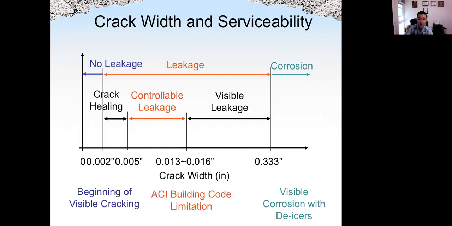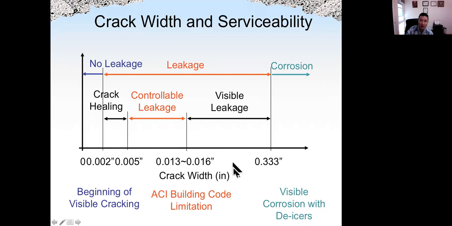So here shows how the size of the crack will affect serviceability of concrete. When the size of the crack is small enough, the crack may even heal itself, because we almost never have 100% of hydration. We always have some of the unhydrated cement. So when the size of the crack is small, the crack may heal itself.